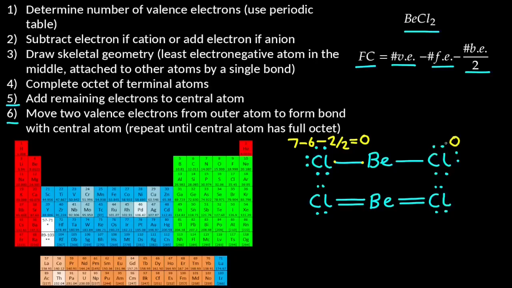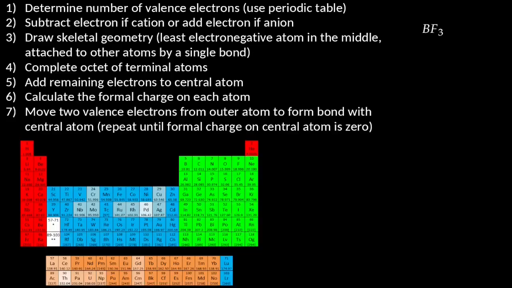And similarly, the formal charge on the other chlorine atom is 0, and beryllium has 2 valence electrons from the periodic table, minus the free electrons, and then minus the number of bonded electrons, which is 4 in this case, over 2. So the goal is to get a formal charge of 0 for the central atom. So this is the likely correct Lewis dot structure. And I'll leave it for you to verify the formal charge of the atoms in this structure, and you'll find that the formal charge of the central atom is not 0.